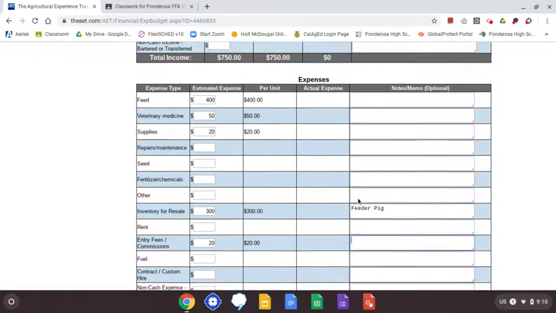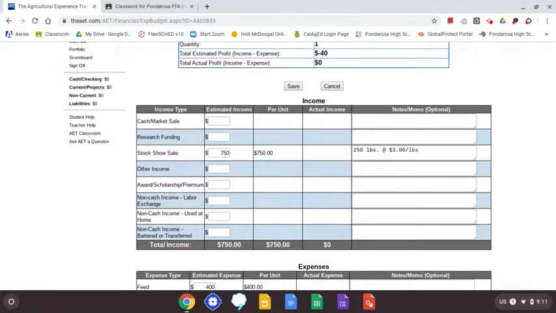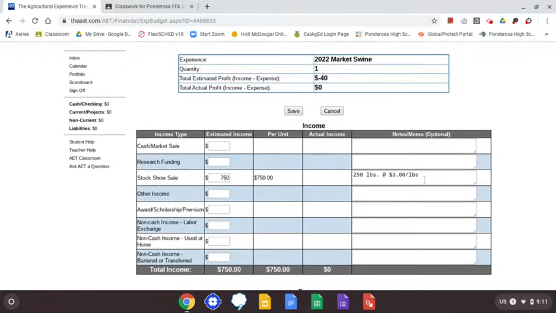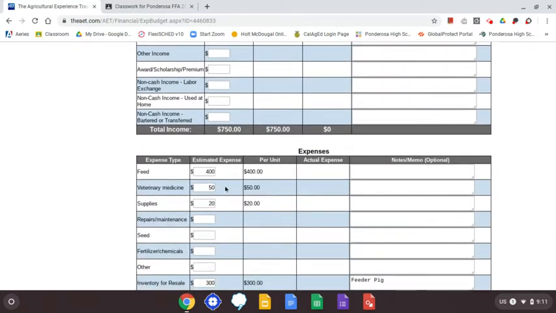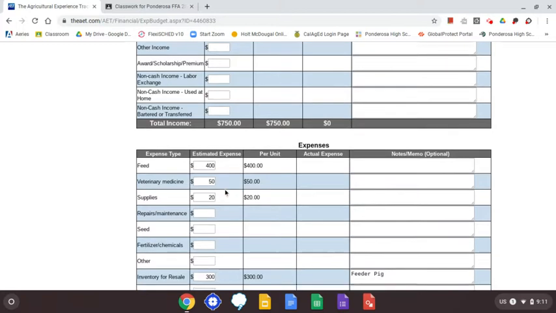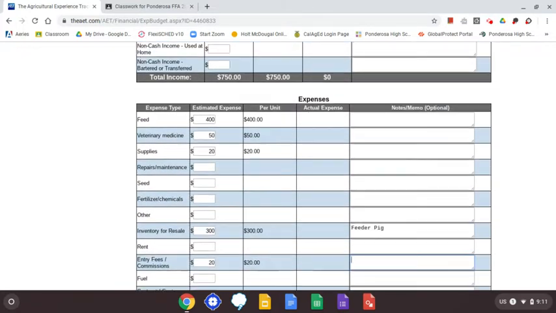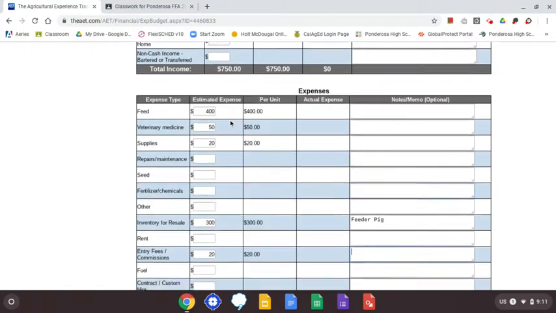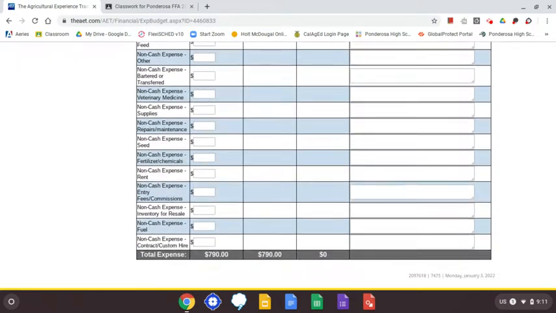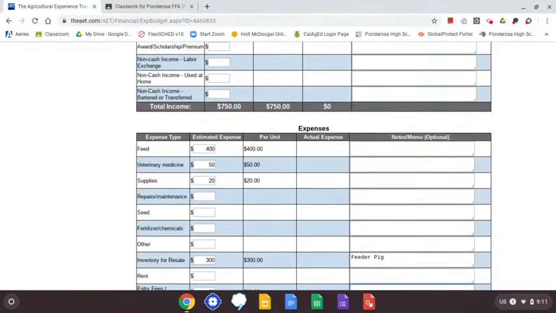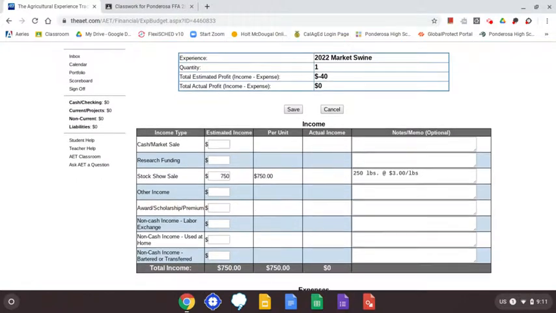But that's okay, because that kind of tells you worst case scenario, like you get an okay price, but not a great price at the fair. And you ended up having some vet expenses that you didn't expect. And maybe the feed costs a little more than you expected. So worst case scenario, where would you be? And this is how you use a budget to evaluate, do I really want to do this? And it's okay if it's a negative.